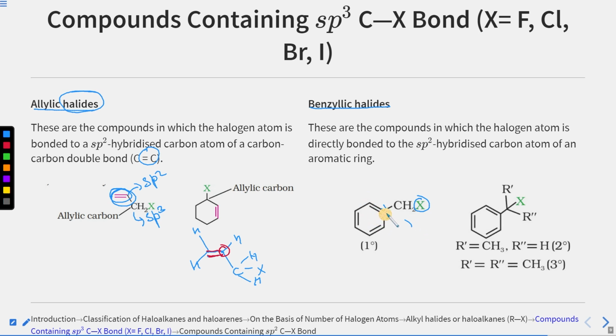the benzylic one. So the difference between allylic and benzylic is that in the allylic case the sp2 carbon we are talking about is not a part of an aromatic system, but in this case this sp2 carbon is a part of an aromatic system, and such halides are called benzylic halides. What are they called? Benzylic halides. And from here only we get the nomenclature as benzyl alcohol or benzyl chloride.